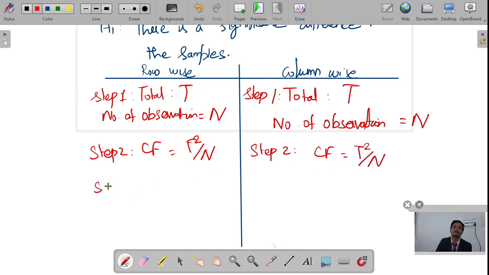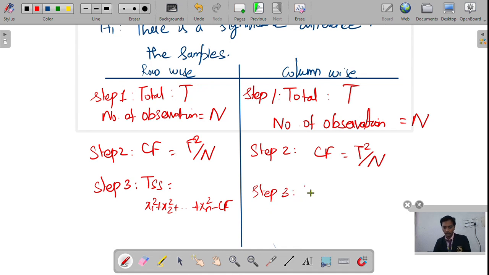Step 3, the TSS, that is the total sum of squares. The total sum of squares is calculated as x1 square plus x2 square, up to however many elements there are, plus xn square, minus the CF value. The same way here, step 3, TSS equals x1 square plus x2 square plus up to xn square minus CF.